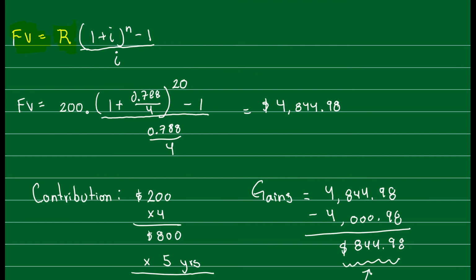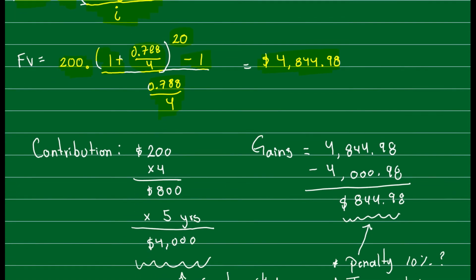The future value of the annuity given by this formula in Zach's case is going to be $200 times 1 plus the rate divided by 4, which needs to be turned into a percentage in decimals, okay? And be careful with that. N was the number of years times the number of periods. If we want to calculate in 5 years, 5 times 4 is 20, minus 1, divided by I, and remember this is the value for I. And if we calculate this, we get a total of $4,844.98.